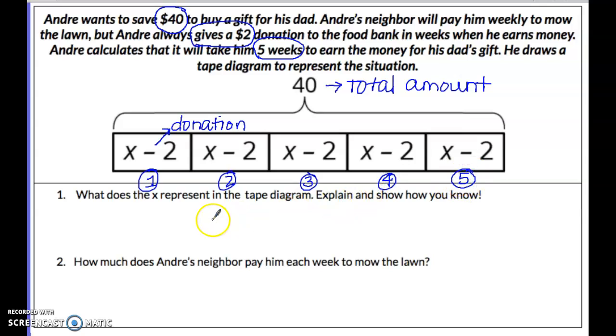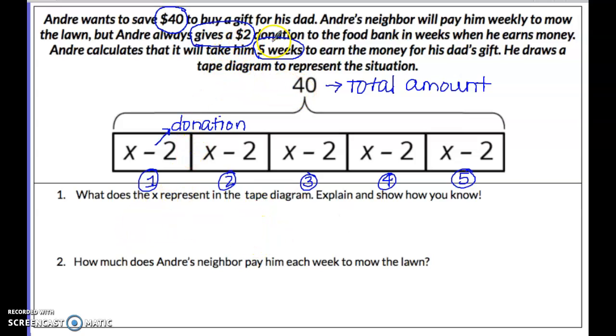The next thing I want to do is read through what the questions are asking me. What does the X represent in the tape diagram? Well, I often think, what is the one thing that I don't know? Whatever you don't know will usually be what your X is. I'm going to actually erase that. So what don't I know?